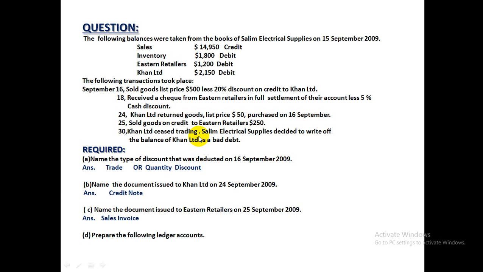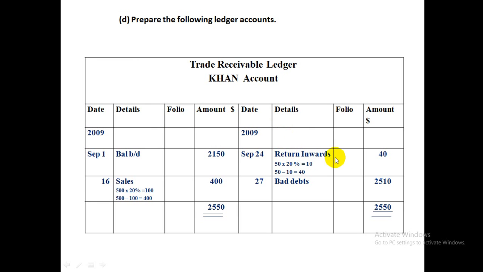Let's have a look at more transactions of Khan. Only focus on the transactions of Khan. Khan Limited returned goods of $50 list price. We should remember that they were sold on 20% discount. So when they are returning us the goods, we will be recording them at the price for which we sold them. $50 goods are returned which were sold on 20% discount. It means we had not taken the $10 discount. So actually the $50 list price goods were sold to them for $40. Therefore their account should be credited by $40 only due to this return of goods.